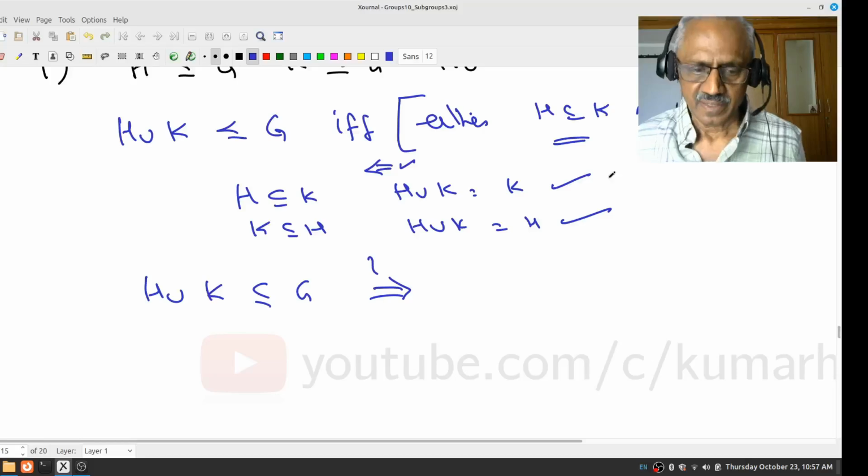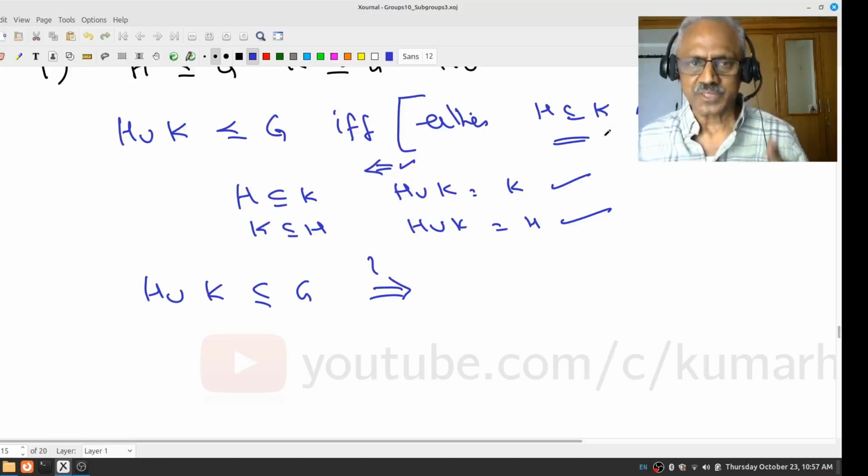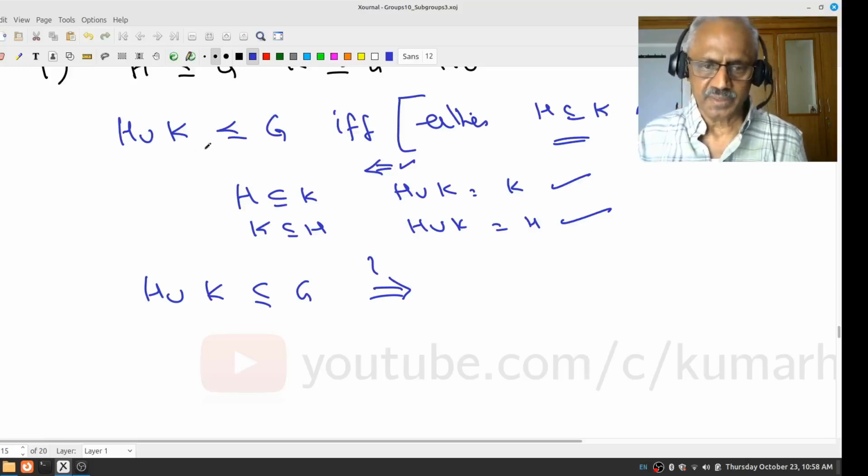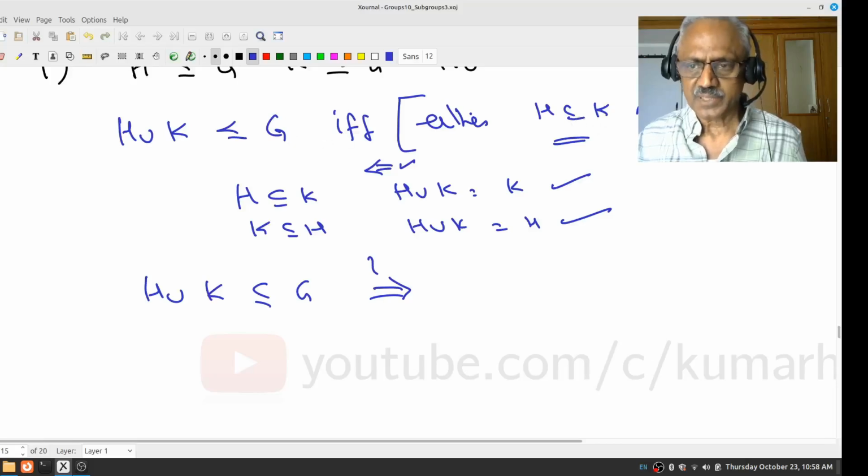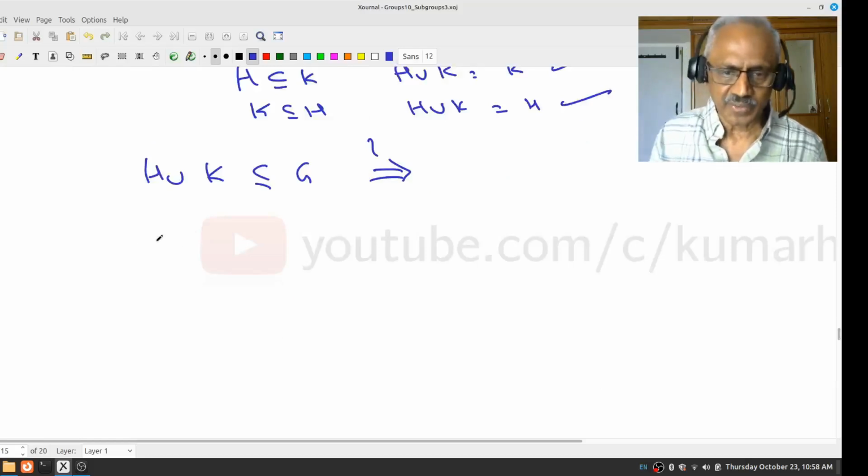Right? Again, foundation course is important. There are two statements. One statement is H is contained in K. The second statement is K is contained in H. One of them must be true. So we want to prove it by contradiction. Assume H union K is a subgroup of G. Then I want to prove either this happens or that happens. To prove by contradiction, what does it mean? None of them happens. That is, assume H is not contained in K, K is not contained in H. So we prove by contradiction.